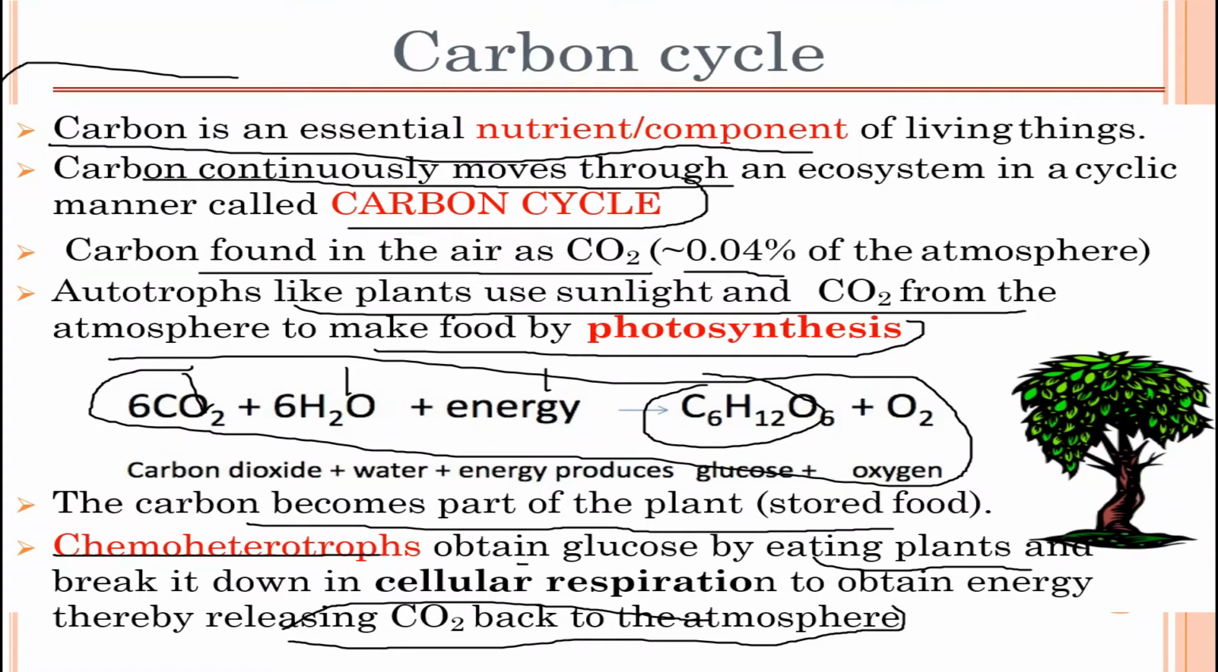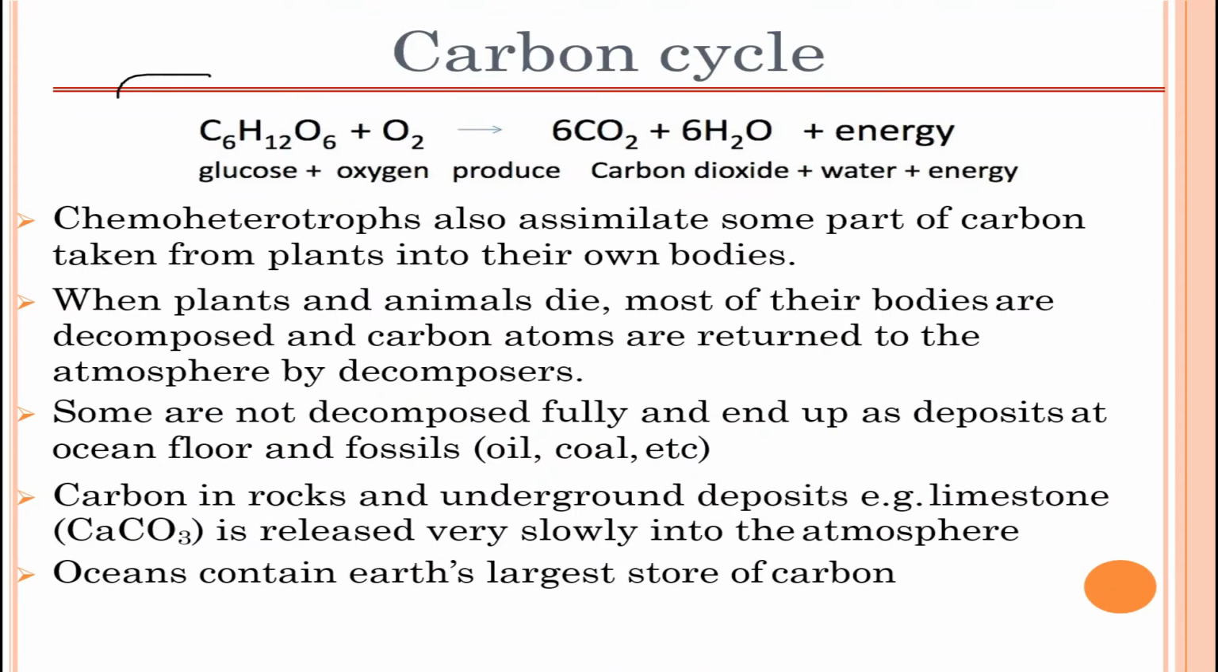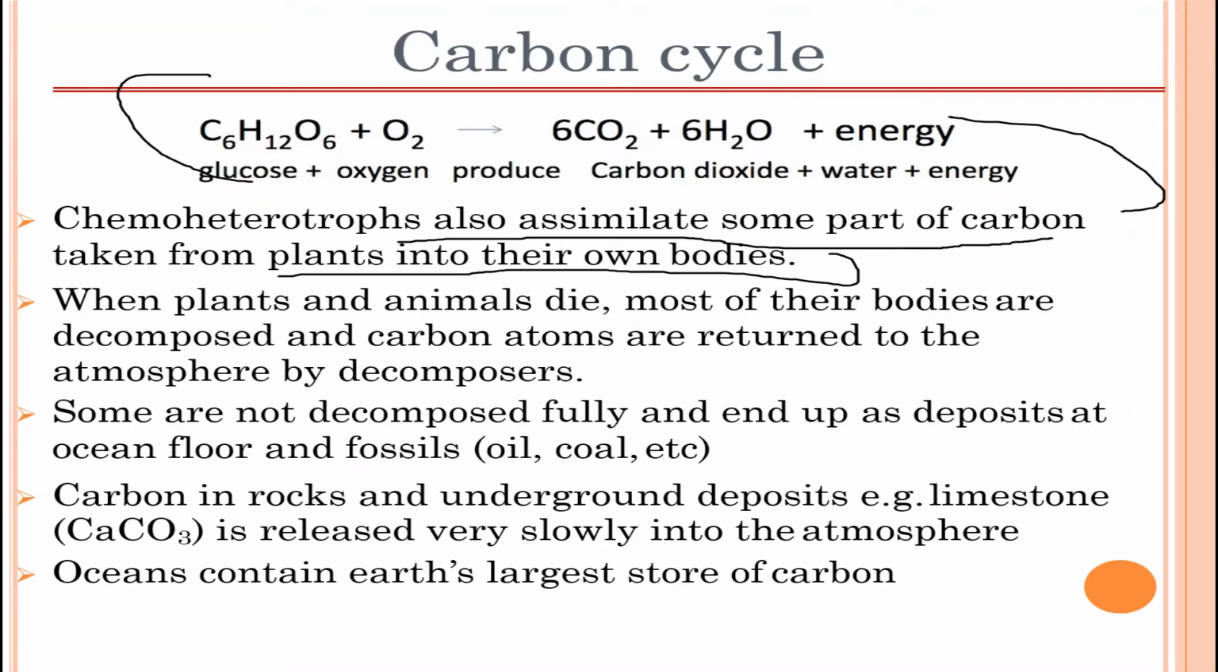So these obtain glucose and other nutrients by eating plants and breaking them down in cellular respiration to obtain energy, releasing CO2 into the atmosphere. Moving on, this is the basic formula that we have here again. And chemoautotrophs also assimilate some parts of the carbon taken from plants into their own body. So a small amount of carbon also gets absorbed into their bodies.